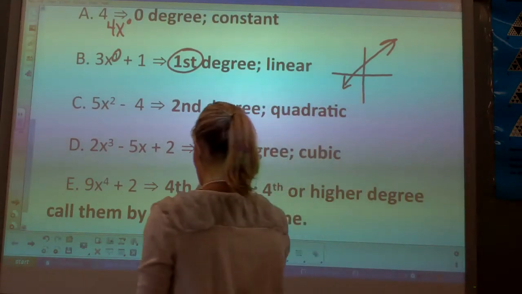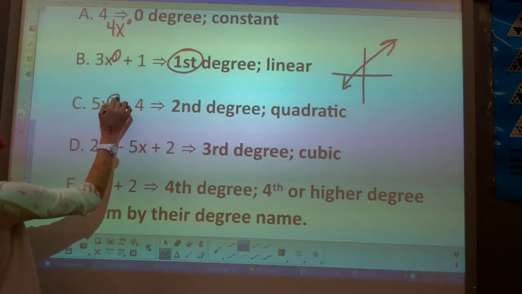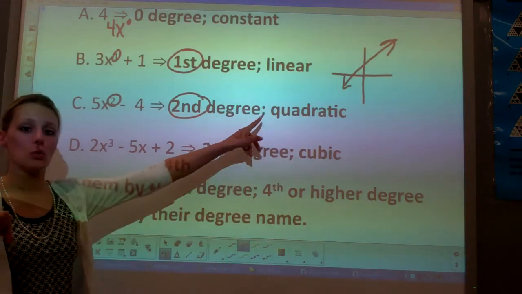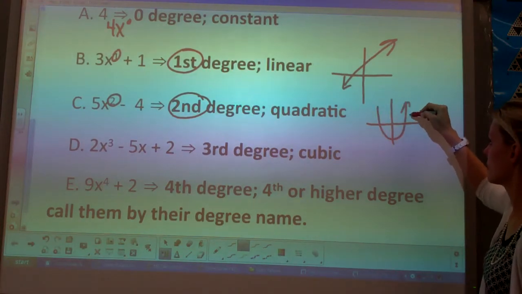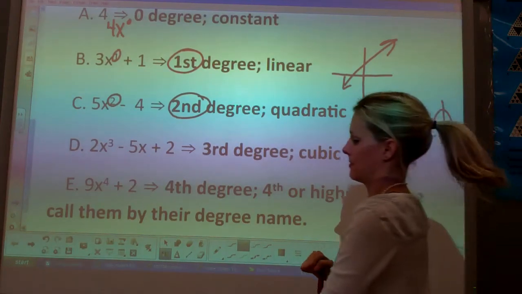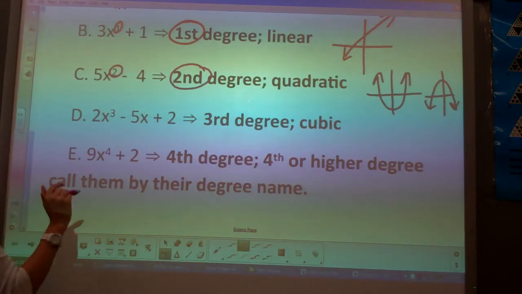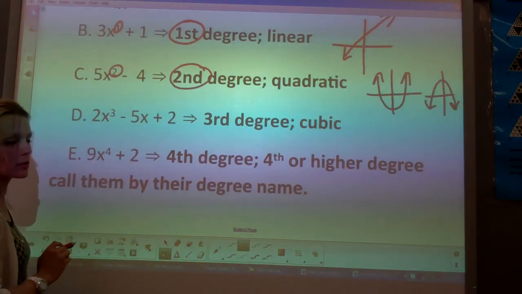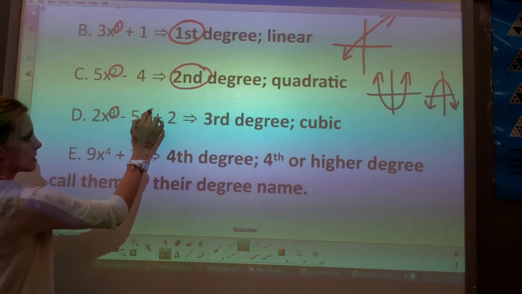C, again you need to look at the exponent on the variable. This exponent is 2, so it's a second degree. Or it's called a quadratic. A quadratic looks like this on a graph. D, this would be a third degree polynomial because the largest degree in your polynomial is 3. The 3 is with this x, and this x is only raised to the first power.